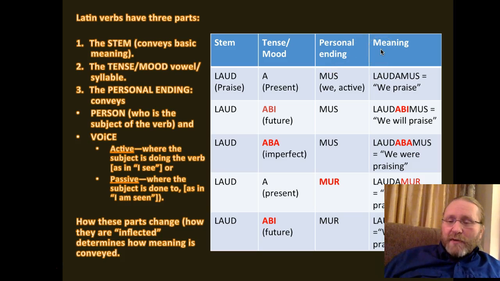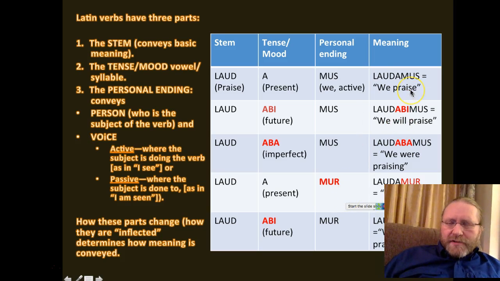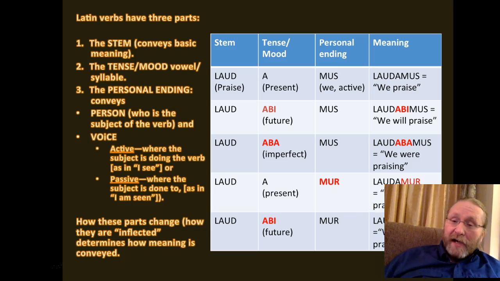So laudamus means we praise. Laudabimus: mus is the same, laud is the same, it's just abi in the middle that's different. Throws it into the future. We will praise. However, down here at the bottom, you can see lauda, just like above here in the present tense. But instead of mus, there's mur. And mur is a passive ending. So laudamus means we praise, as in we praise something else. But laudamur would mean we are praised, as in we are praised by something else.